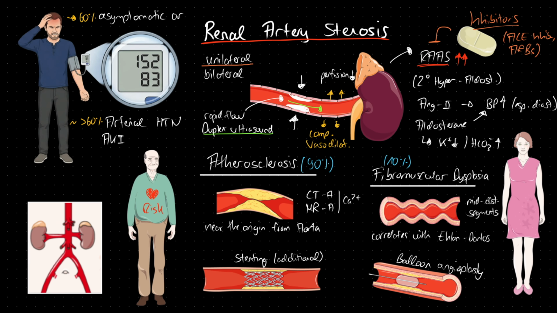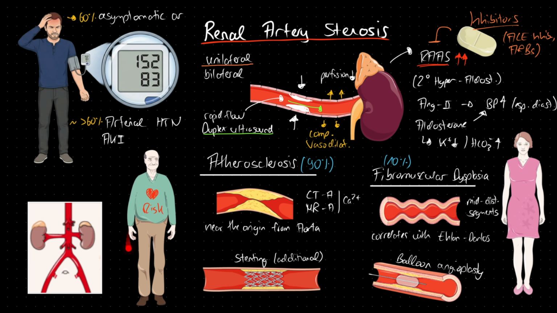So let's summarize. First, renal artery stenosis typically presents with resistant or difficult to control hypertension, particularly with elevated diastolic blood pressure due to a strong and persistent RAS activation. Therefore, it may be accompanied by hypokalemia or metabolic alkalosis in severe bilateral cases.